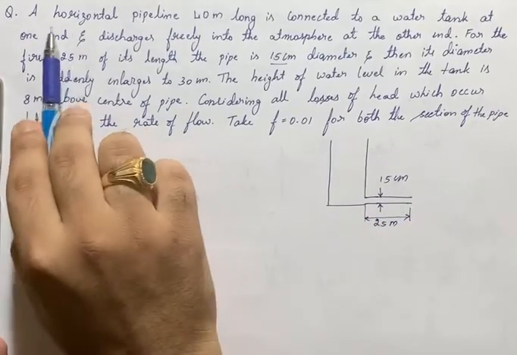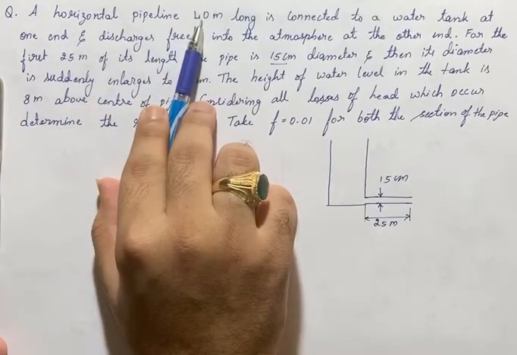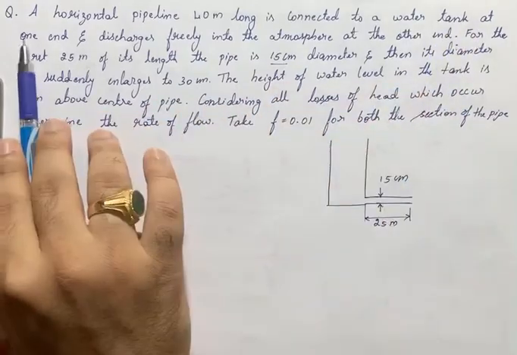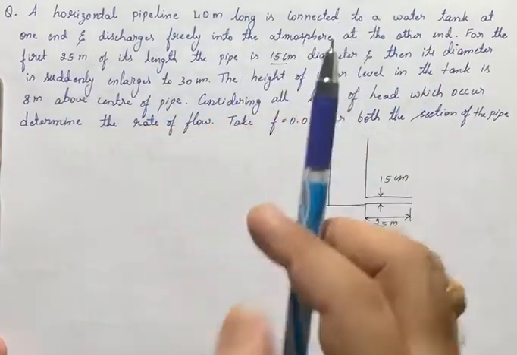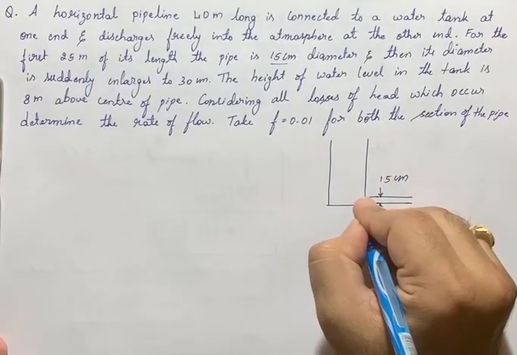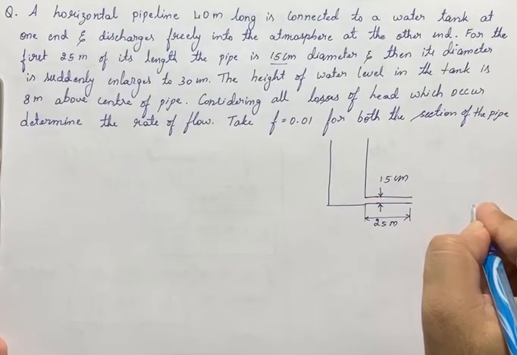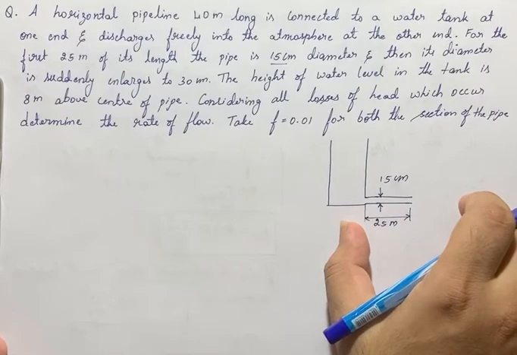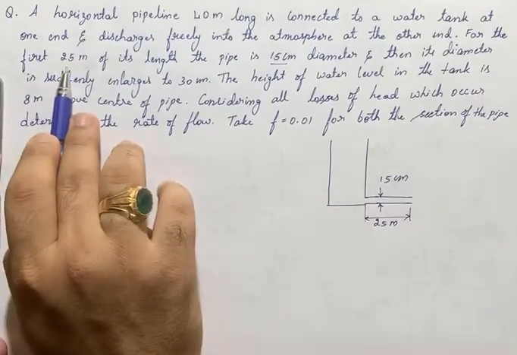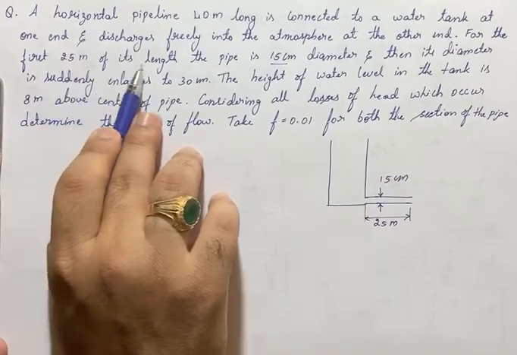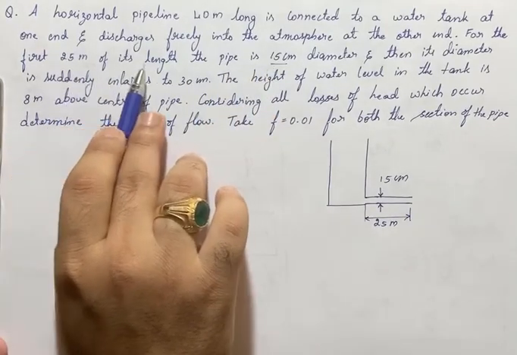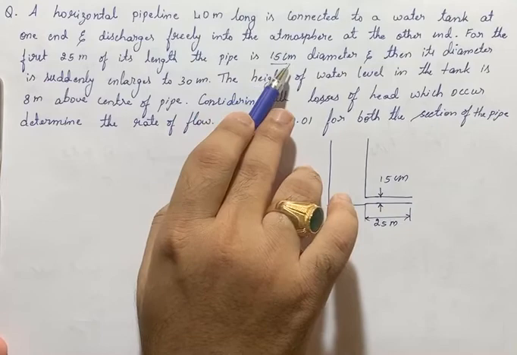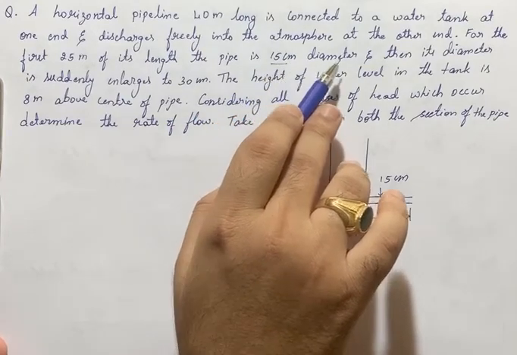And what is told, a horizontal pipe of 40 meter long is connected to a water tank at one end and discharges freely to the atmosphere. That means one end is connected to the water tank, the other end is discharged to atmosphere. That is a 40 meter long pipe, but in that 40 meter long pipe, the first 25 meters of its length is a pipe having 15 centimeter diameter.